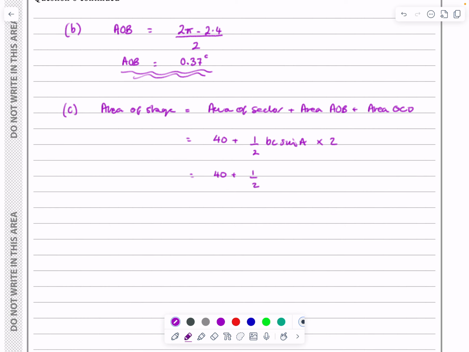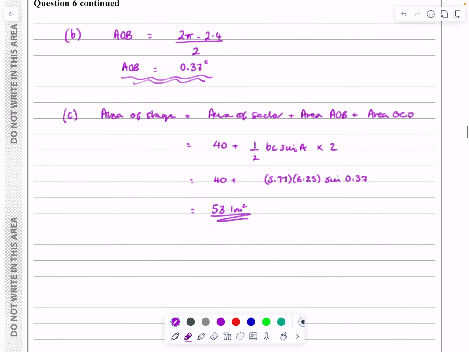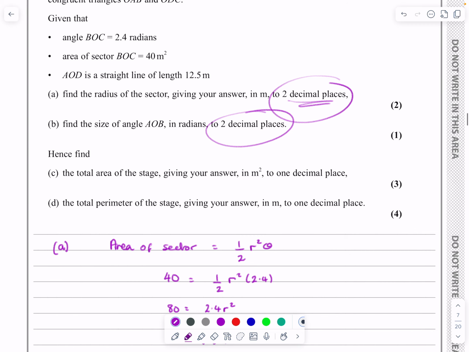What are the lengths? We've got 5.77 and 6.25, and we've got obviously that the angle was 0.37. So it's that times 2. Well, if it's times 2, I'll just get rid of the half there. So what does that all work out to be? Remember, we wanted it to 1 decimal place. That works out to be 53.1 square meters. So we've done part C as well there.